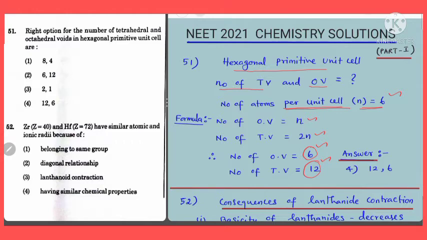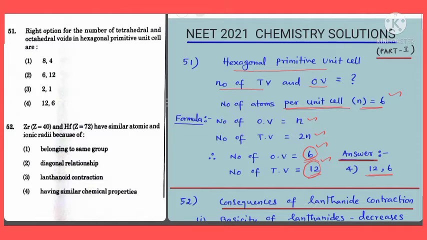So together, the number of tetrahedral and octahedral voids: tetrahedral voids is 12, octahedral voids is 6. So 12 and 6. Option 4 is the right answer. Okay, right. So next question.